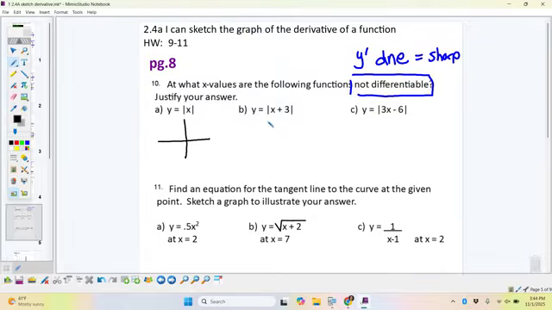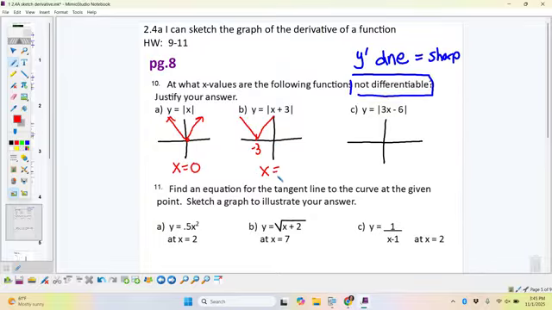Absolute value of x, x plus 3. Okay. The absolute value of x has a vertex at 0. So this function is not differentiable at x equals 0 because that is where the sharp point is located. For b, this absolute value function moves to the left, -3. I will prove it to you in my calculator in just a minute. So this equation is not differentiable at x equals -3.